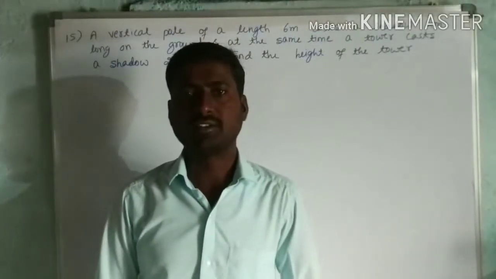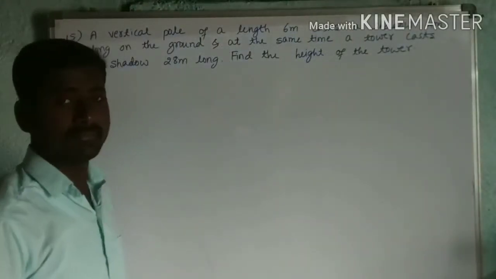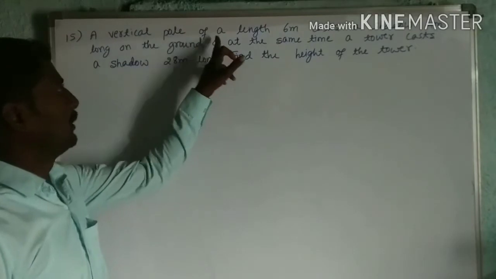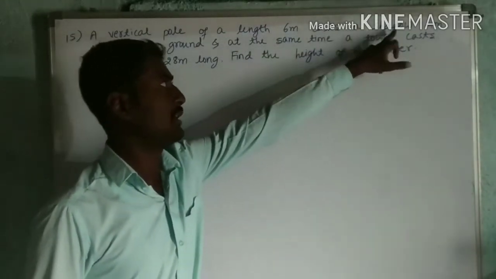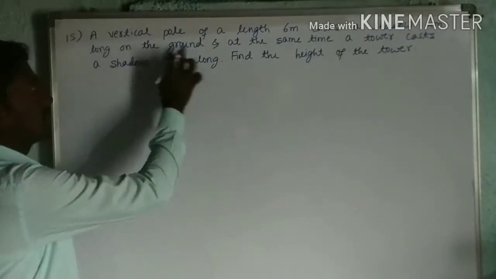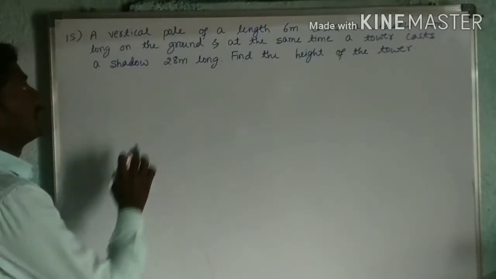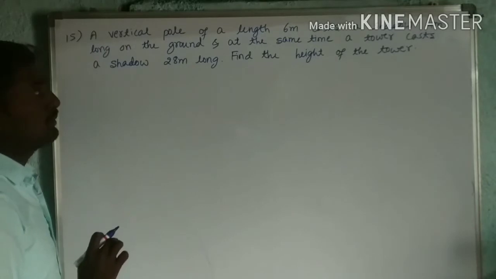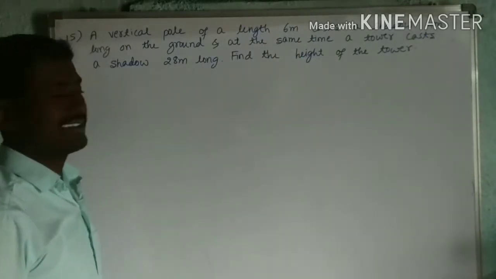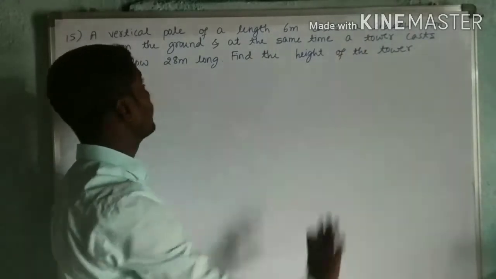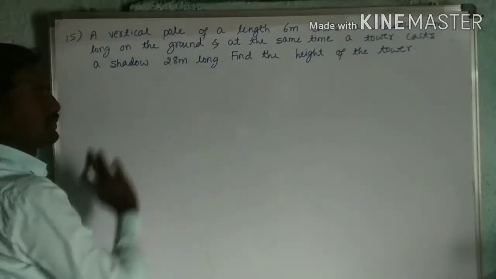Dear students, now we shall discuss question number 15. A vertical pole of length 6 meters casts a shadow 4 meters long on the ground. So there was a vertical pole on the ground. The length of that pole is 6 meters and it casts a shadow 4 meters long on the ground.